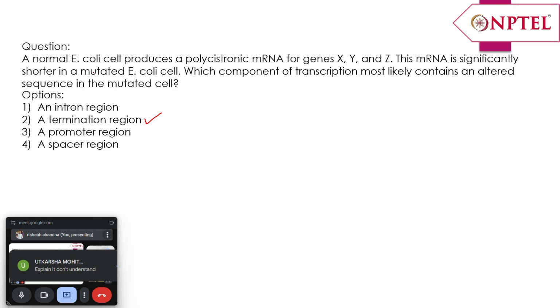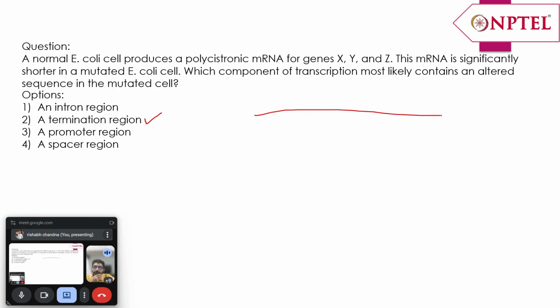Okay, so a normal E. coli cell actually produces a mRNA that contains three genes. This is X, Y, and Z. So this is a normal scenario where a polycistronic mRNA contains all these genes, but in a case of the mutated cell, what happens? There is a shorter RNA. Okay, so shorter RNA is formed.